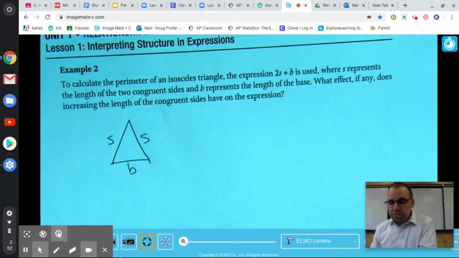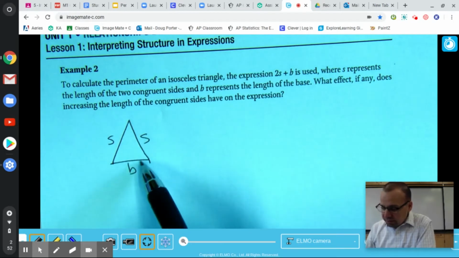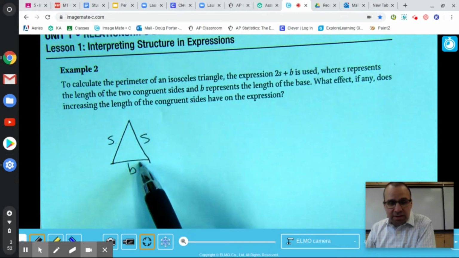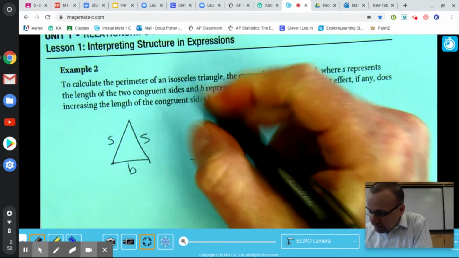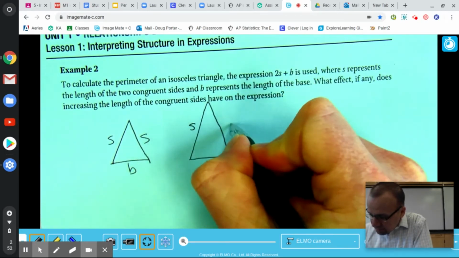Okay, so there's my isosceles triangle, and I'm just curious, if I increase the length of s, does that necessarily have any effect on b? And the answer is no. I could draw b with the same length and really have some long sides there.